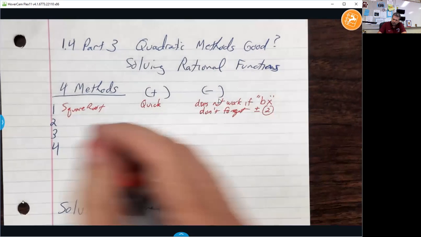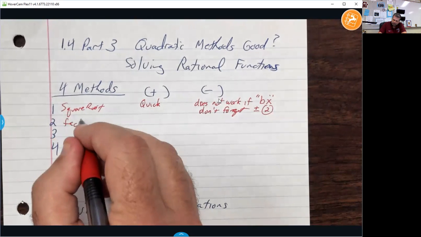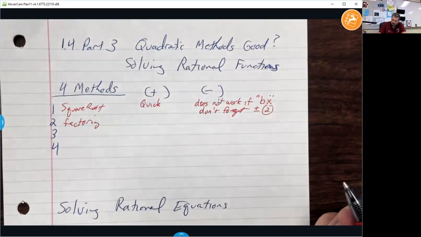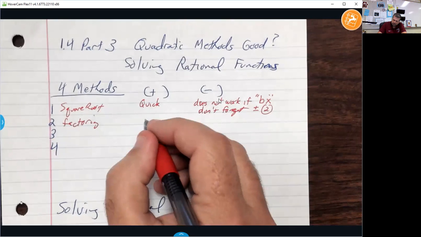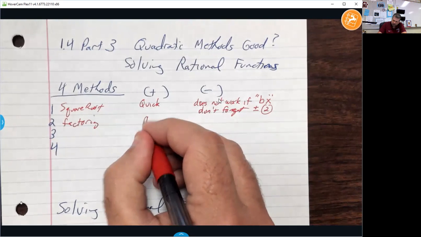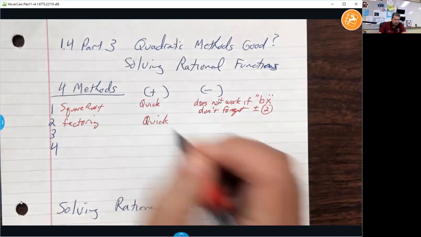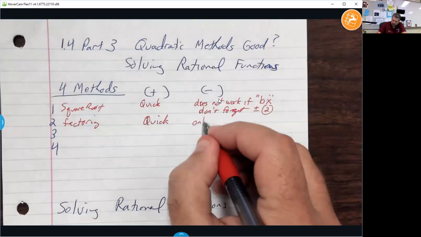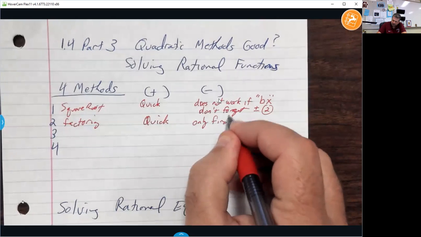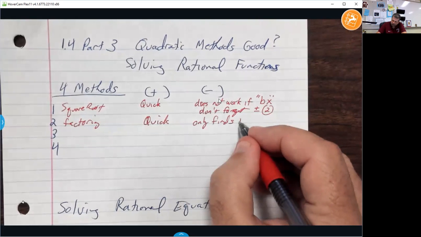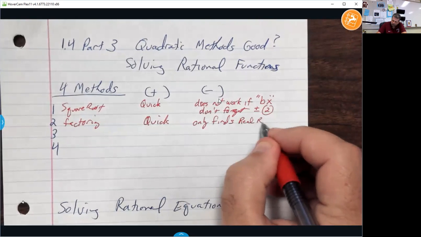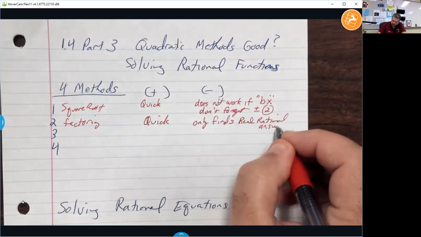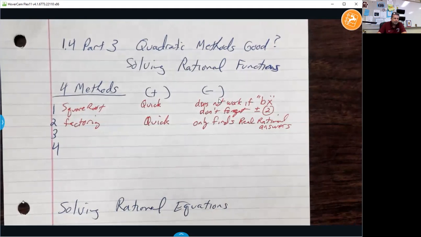Second one was factoring. Plus, it's also quick. Minus, it only finds real rational answers.